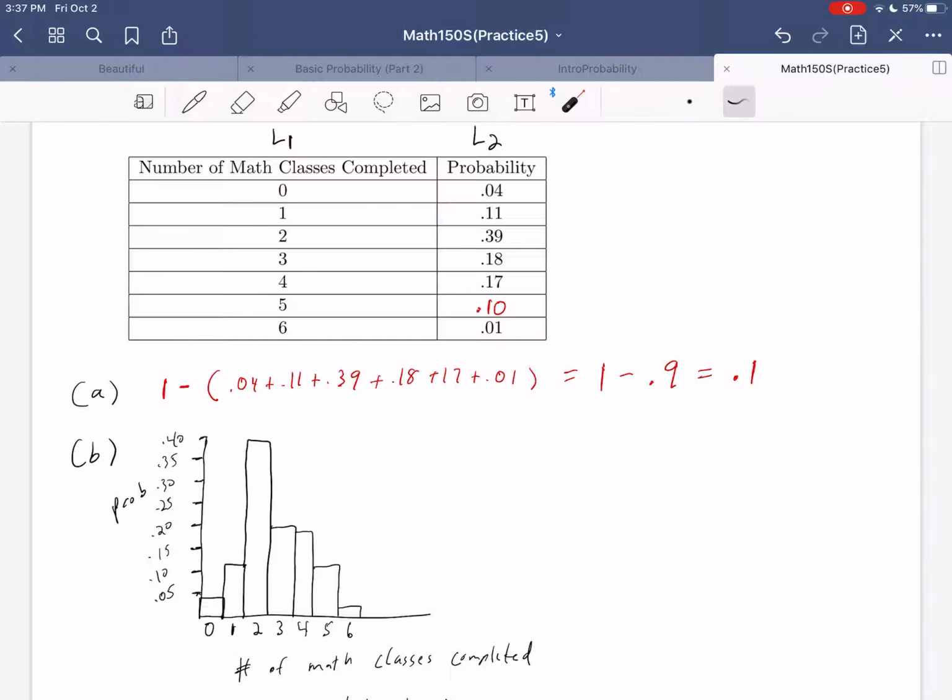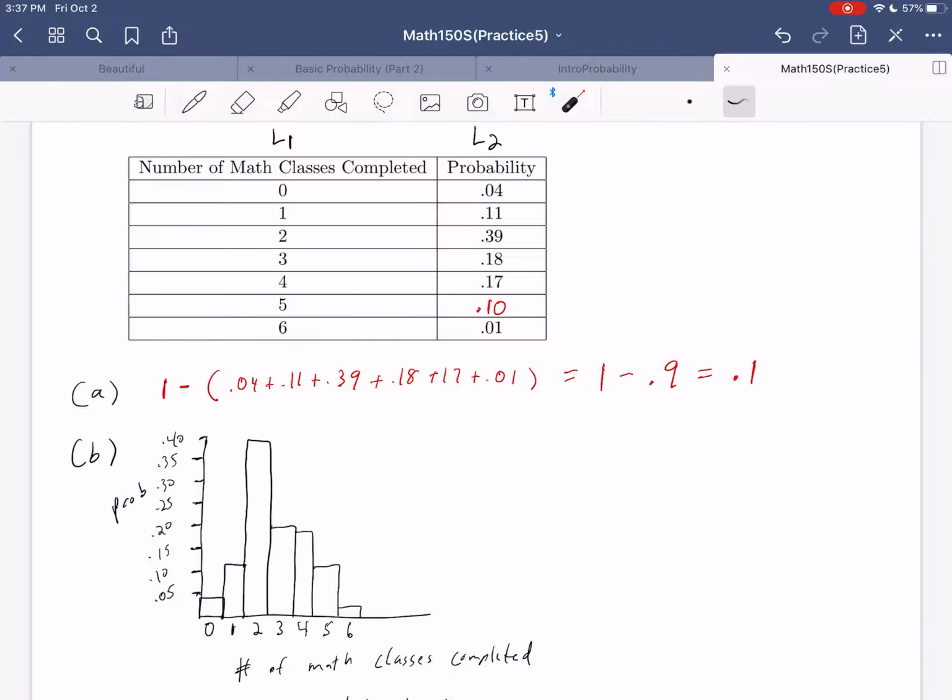If you have any data in there, you can clear that out. If you have any data in L2, clear that out as well. Then in L1, put in the values for the variable, so 0, 1, 2, 3, 4, 5, and 6. Then corresponding to that in L2, put those probabilities, so 0.04, 0.11, 0.39, 0.18, 0.17, 0.10, and 0.01.